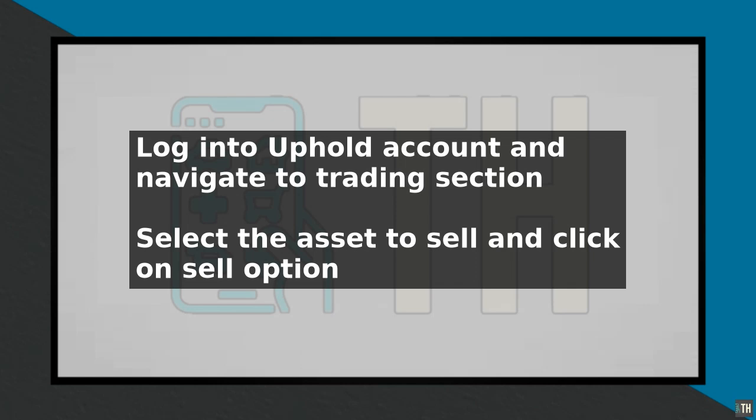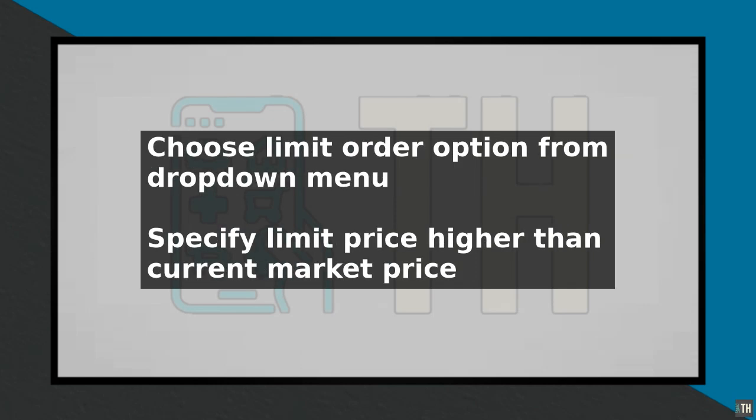Select the limit order option, which allows you to specify the price at which you want to sell your asset. After selecting the limit order option, you will be prompted to enter the limit price, which is the price at which you want to sell your asset. Enter a price that is higher than the current market price, as this will ensure that your sell order is executed when the market reaches your desired price.